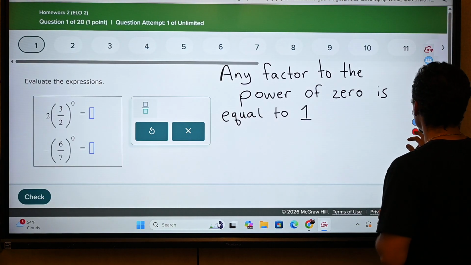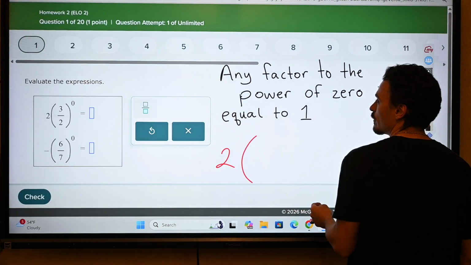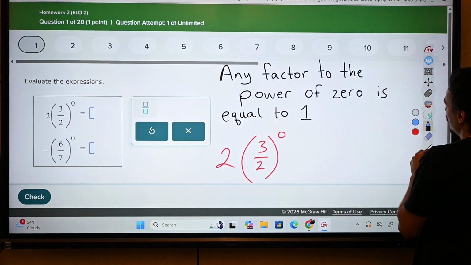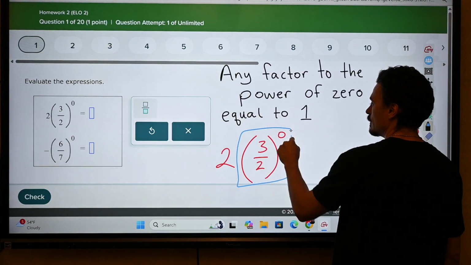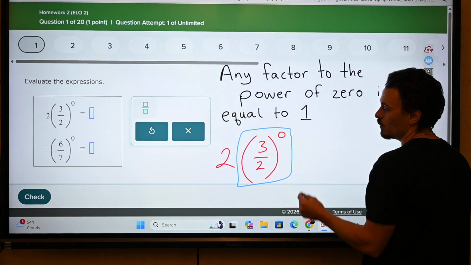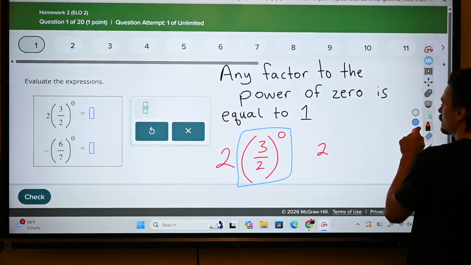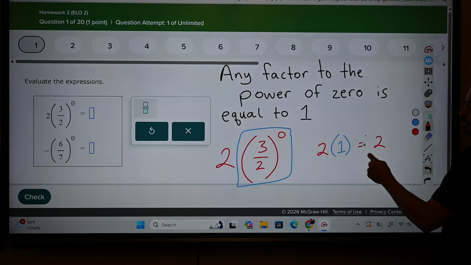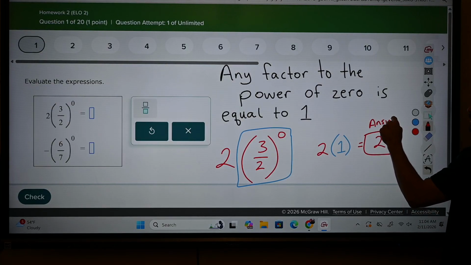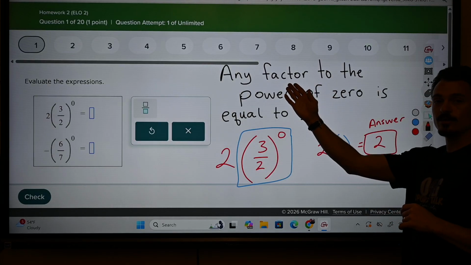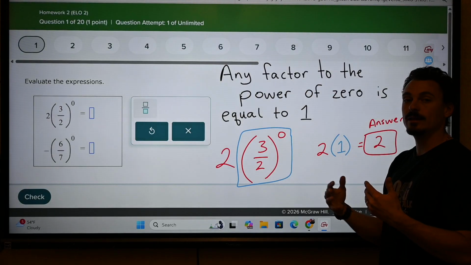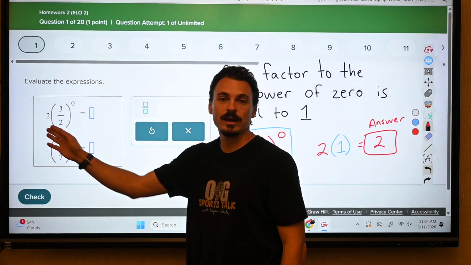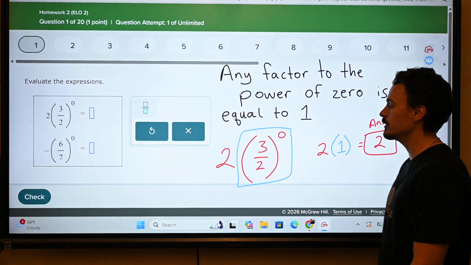So if I'm looking at this first question, I have 2, and then in parentheses, 3 over 2 to the power of 0. This factor right there is equal to 1. So then I have 2 times 1, which is equal to 2. Now my answer is 2. I know that what I said here was whenever you have an exponent to the power of 0, you get something equal to 1. But since there's a 2 in front, that changes your answer because now you're doing 2 times 1, which is 2.